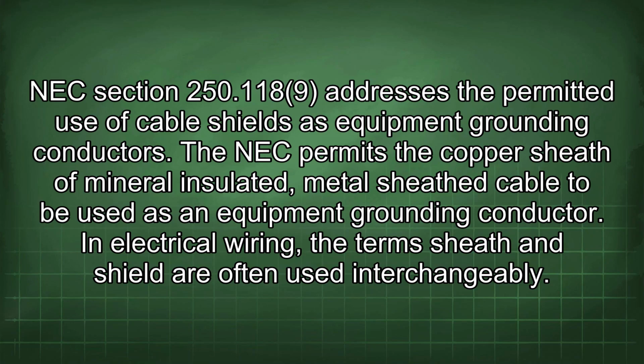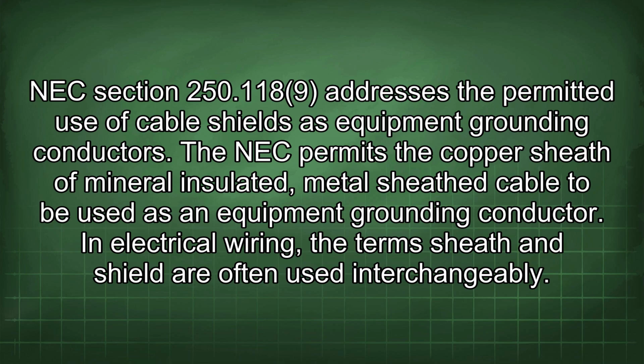NEC Section 250.189 addresses the permitted use of cable shields as equipment grounding conductors. The NEC permits the copper sheath of mineral insulated metal sheath cable to be used as an equipment grounding conductor.